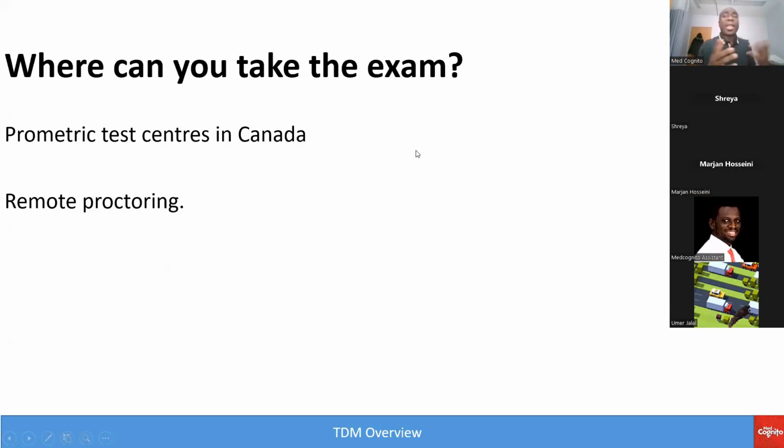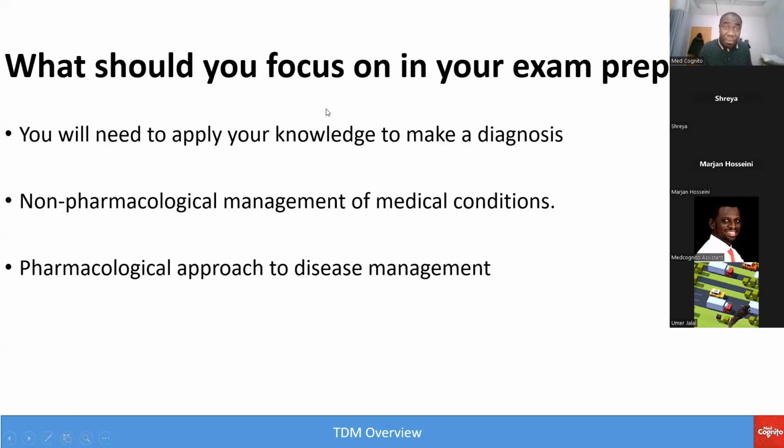Now, where can you take the exam? Most people take the exam in Canada, the same place where you go to write your QE1 exam. But because of the nature of the exam, now you can also take it in your home country. So you can do remote proctoring. You can take it in your home country. You can even take it at home in Canada, all right? Like the way people are taking the QE1 exam now.